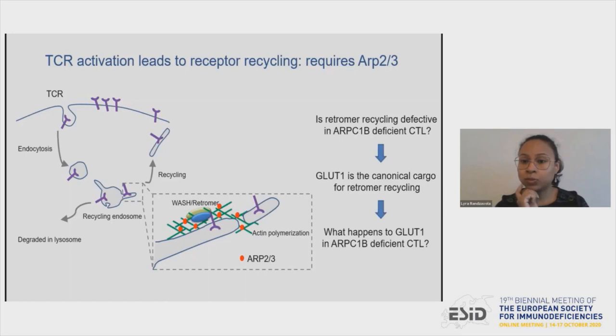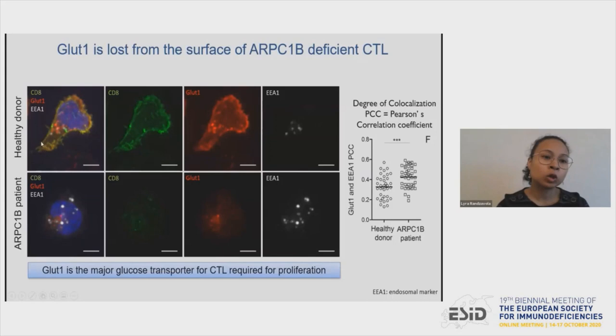We needed a universal cargo of the retromer WASH recycling machinery that could be used as a readout for a potential recycling defect, and one such cargo is the glucose transporter GLUT1. When we stain the cells for GLUT1, we can see that in healthy donor, GLUT1 is expressed at the plasma membrane and intracellularly. But in the ARPC1B patient, we could only see discrete puncta of GLUT1 intracellularly, colocalizing with EEA1. This result suggests that indeed we do have a retromer recycling defect, as both CD8 and GLUT1 are lost from the plasma membrane.